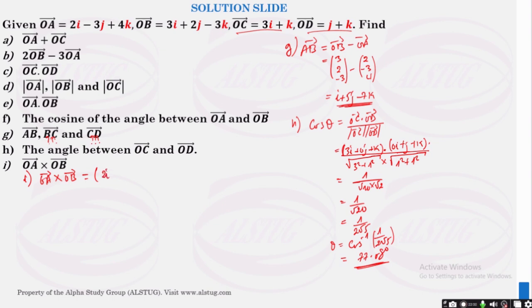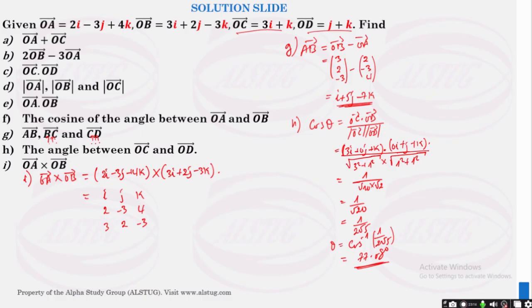So we have (2i - 3j + 4k) cross (3i + 2j - 3k). Now when doing cross product, the first thing is to maintain the components. So I have i, j, k. Now my OA, I'll write it first. My OA is 2, negative 3, 4. And then now my OB is 3, 2, negative 3.